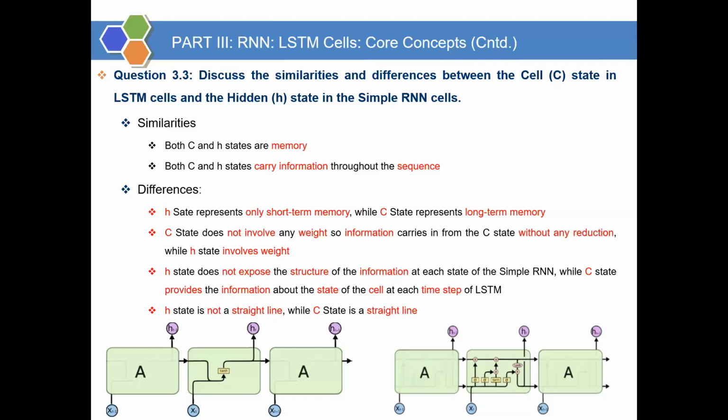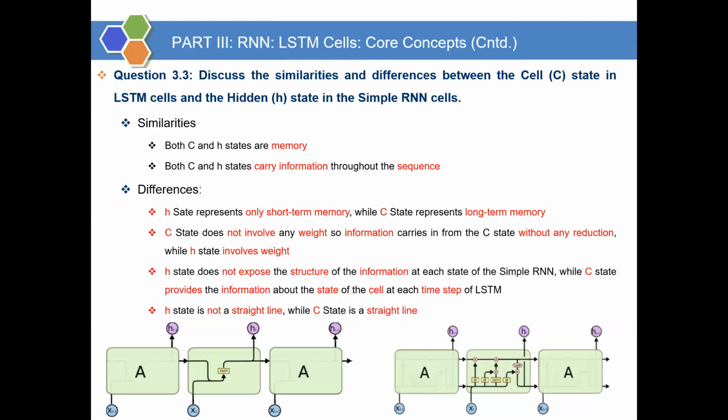Cell state is considered as an information transporting channel that can transfer the information from the earliest time steps all the way to the end of the sequence chain, while the hidden state involves weight. Hence, before the information gets into the cell from the previous cell state, it is multiplied by a weight. That is the reason why the output of the hidden state does not reveal everything within the hidden state.